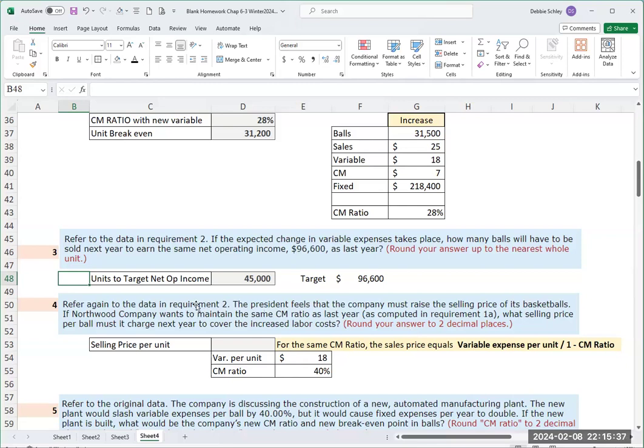So two things here. Remember, we're referring to the data in requirement 2. So we're using that same increased variable cost, right? Because the labor increased, so my variable increased. Okay. So just to be clear, which variable per unit we're talking about, and then the contribution margin ratio from last year, which was the very beginning. So this one's a little tricky. I'm going to try and talk slow.